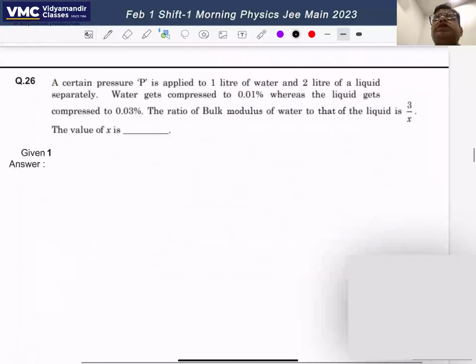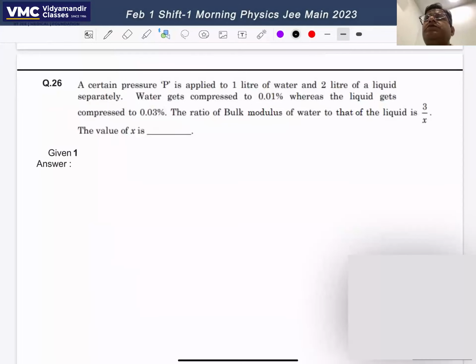In question number 26, a certain pressure P is applied to 1 liter of water and 2 liter of liquid separately. Water gets compressed by 0.01%, whereas the liquid gets compressed by 0.03%. The ratio of bulk modulus of water to that of the liquid is 3:x. The value of x is?